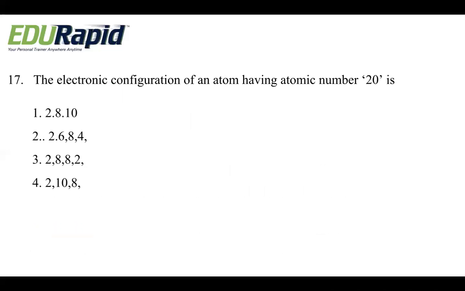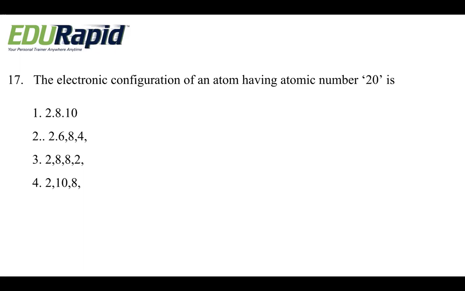The electronic configuration of an atom having atomic number 20 is, so here the atomic number 20 is calcium. So you have to write the electronic configuration of atomic number 20. They have given the options. When you count them, which is the right answer? Any guesses? Like 2, 8, 10, it is 18. 2, 6, 8, 4, it is 20. Though it is 20, the distribution has to be correct.